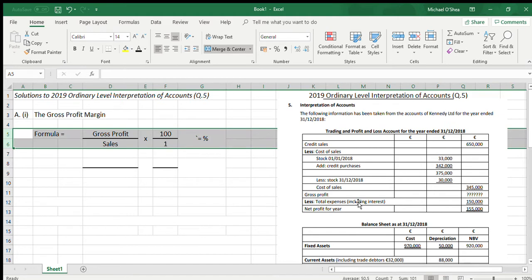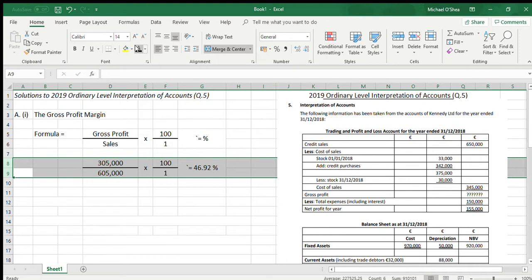My gross profit is in the question here. It's unknown, question marks. My sales given in the question, 650,000 credit sales. I'm given no other information about sales. So what do I do? I find out my gross profit. Well, it's the difference between my sales minus my cost of sales is my gross profit. So 650,000 minus 345,000 is 305,000. My sales, which is down here, is going to be 650,000. I multiply by 100/1 and I get my percent. My gross profit margin is 46.92%. Again, I'm rounding that up to 2 decimal places.